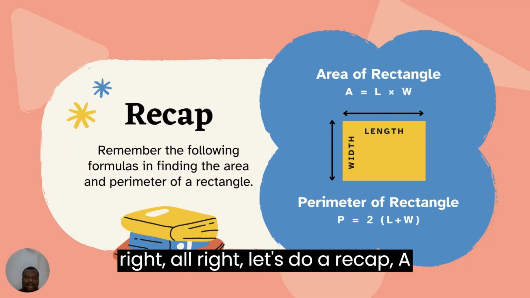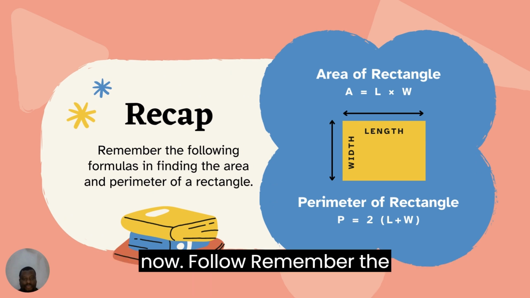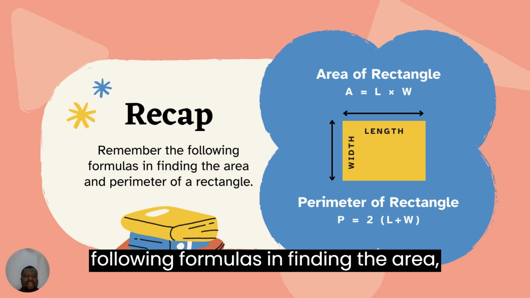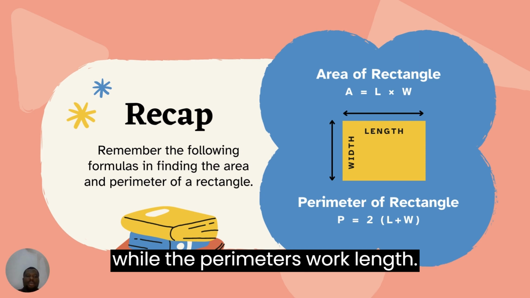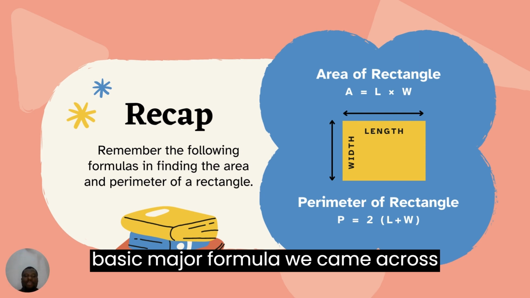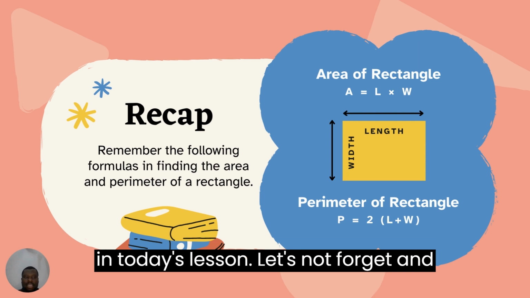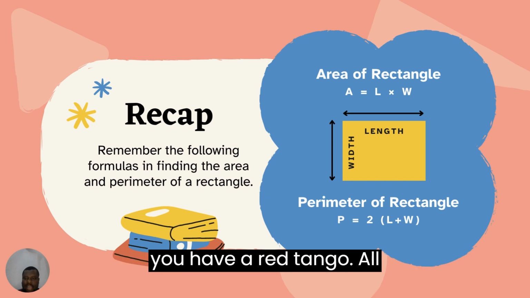All right, let's do a quick recap of what we have learned today. Remember the following formulas for finding the area and the perimeter of a rectangle. The area of the rectangle is length times width, while the perimeter is length plus width, times 2. So these are the 2 basic major formulas we came across in today's lesson. Let's not forget, and remember, you can always use these whenever you have a rectangle.